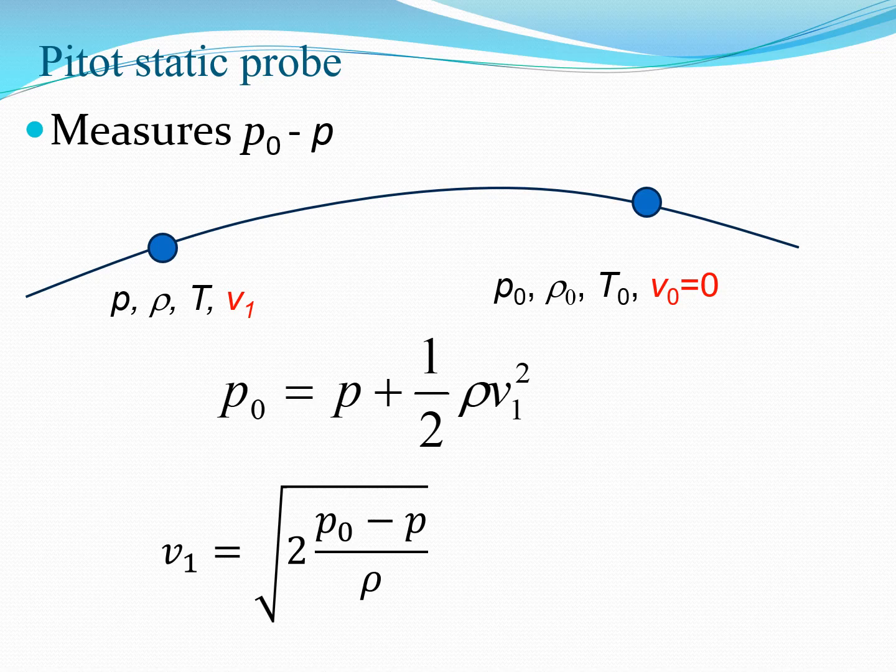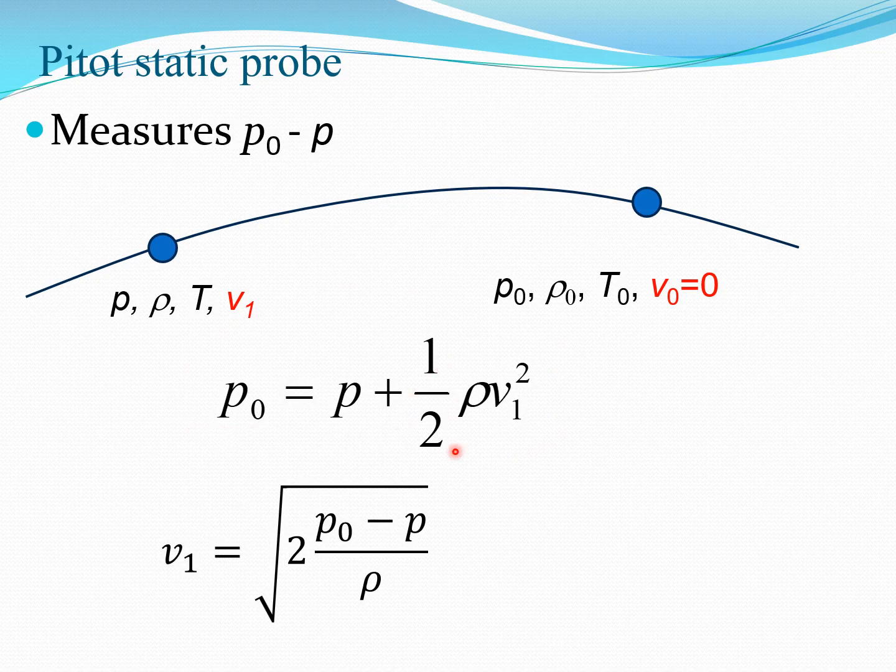Now, many a time we actually use a Pitot static tube or a Pitot static probe, and this device is used to measure P0 minus P. So again, let's go back to our streamline here, and let's say now we have a velocity here given by V1 and this is 0. So again, we can write the total pressure equation like this.